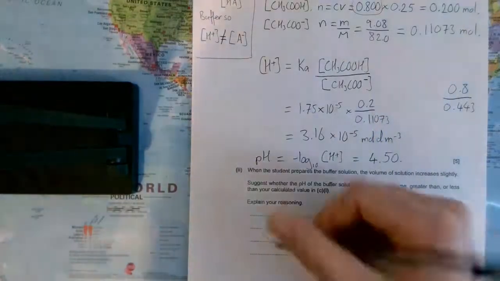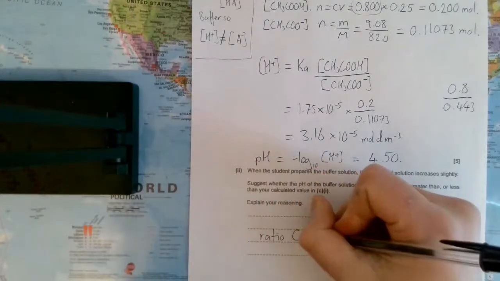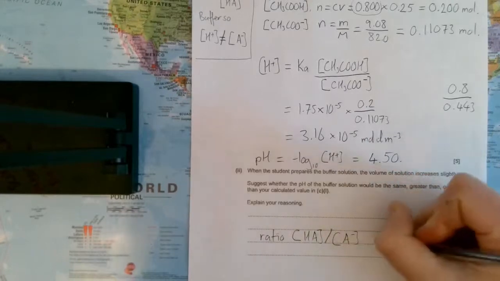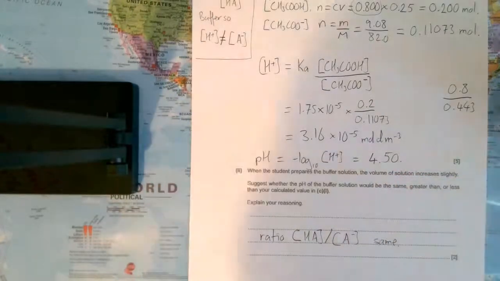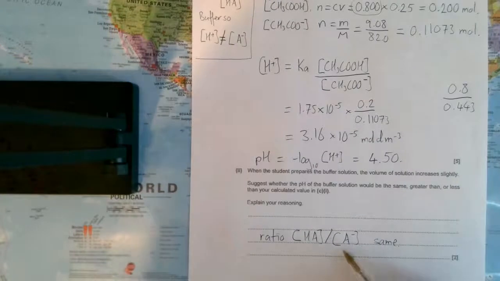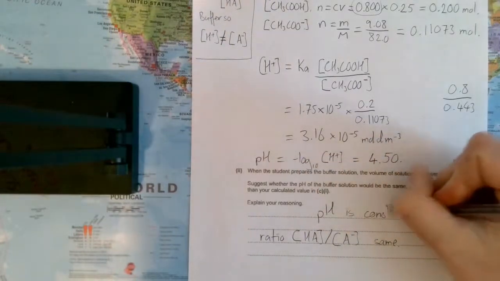The second part of this is the ratio of HA to A minus will be the same. If you dilute this, you will dilute both concentrations by the same amount. And if that ratio stays the same, then it means that the pH is constant, or the same.